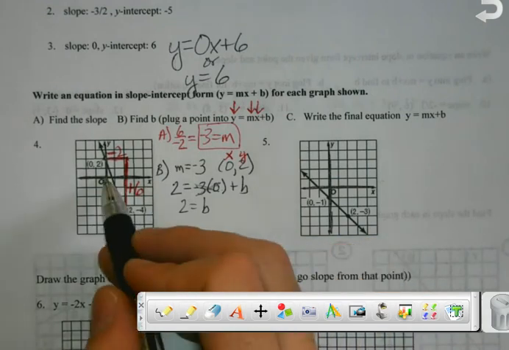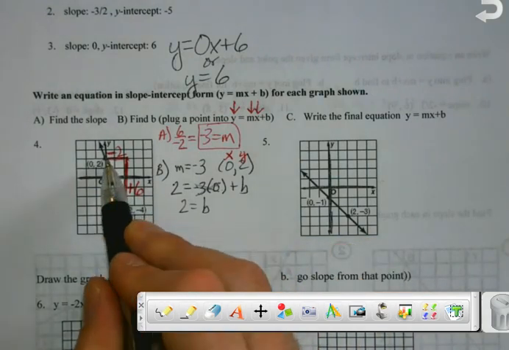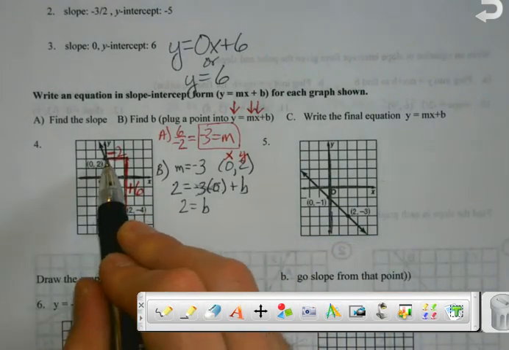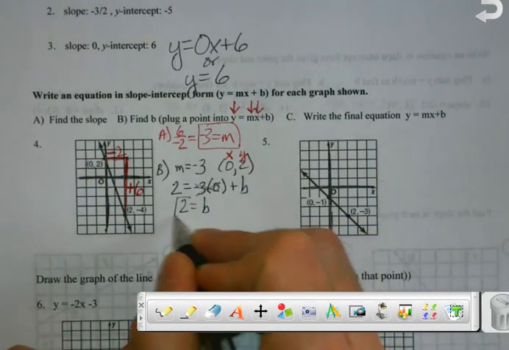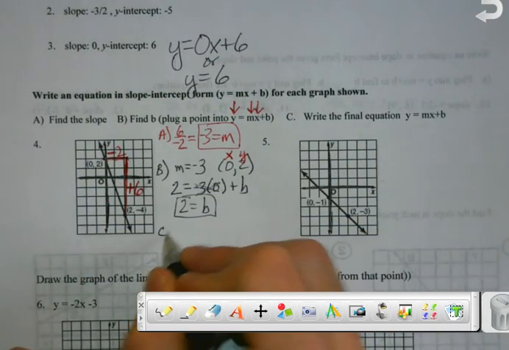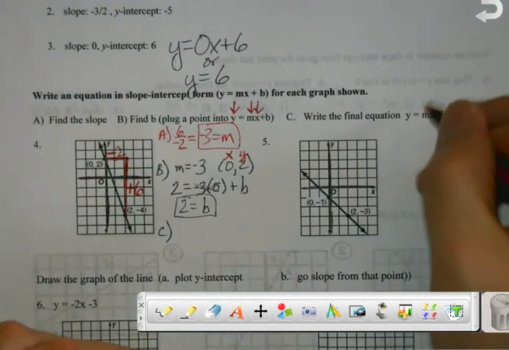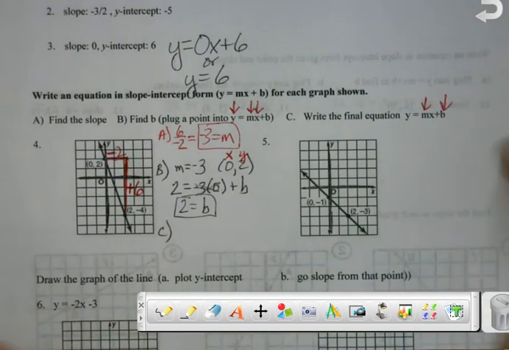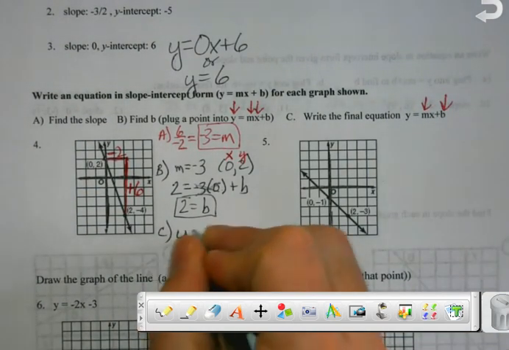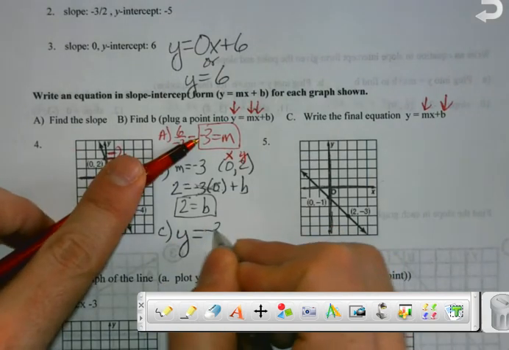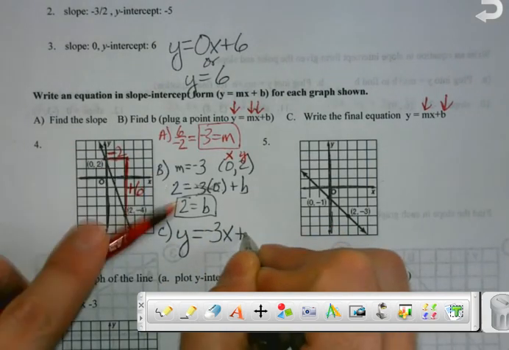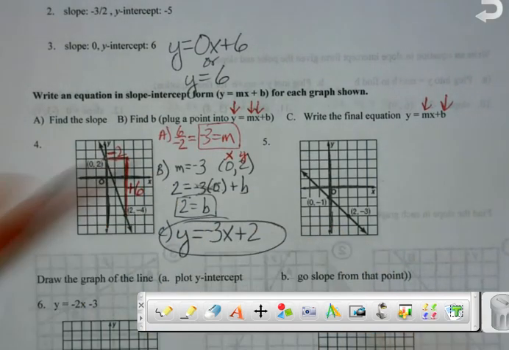Nicely done. I was going to say, some of you notice, well, that's my y-intercept. I see it on the y-axis anyway. Good. I could avoid doing this even if I'd noticed that right away. And then finally, write the final equation. All right. y equals mx plus b. Boom.